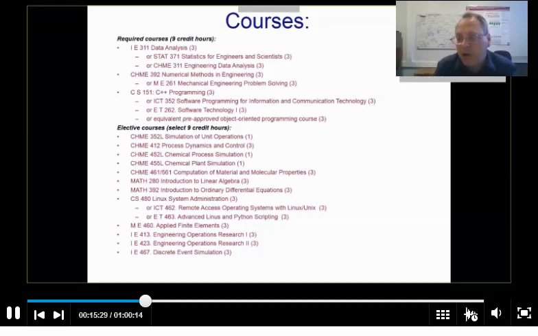So we're hoping that that will spur students to get involved in this if they look at it and realize that they've already taken a lot of courses, and that taking a few more courses, they could get a minor. So that's kind of the rationale behind it.